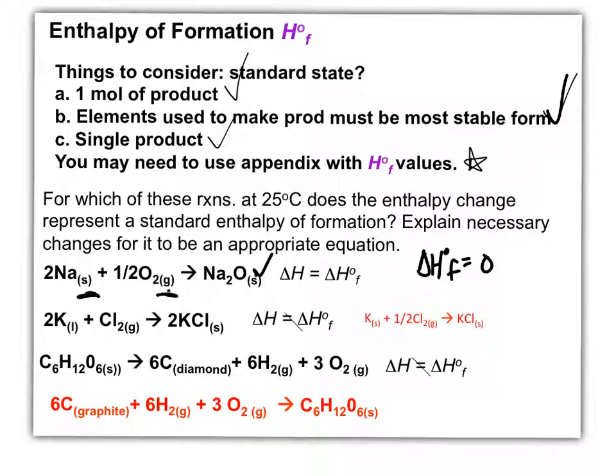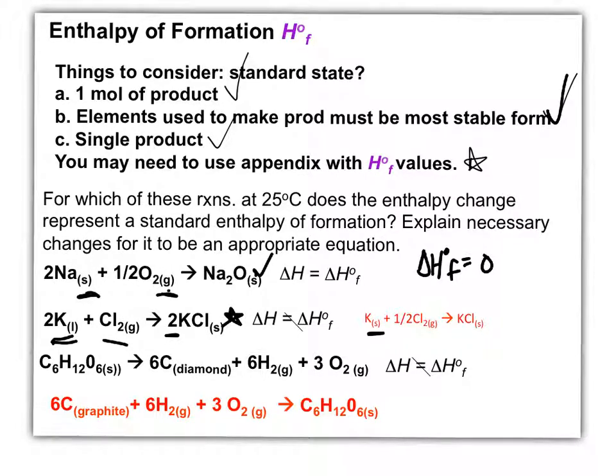Now if we look at the situation here and analyze it, first things first is we look at how many moles of product. In this case, we have 2 moles of product. So we automatically know that one of our requirements is not being met. If we check our enthalpy of formation values for our elements that are being used as reactants, we notice that our potassium is in a liquid phase. We check that with the appendix, and we notice that that is not its most stable form. In fact, the most stable form is going to be in the solid phase.